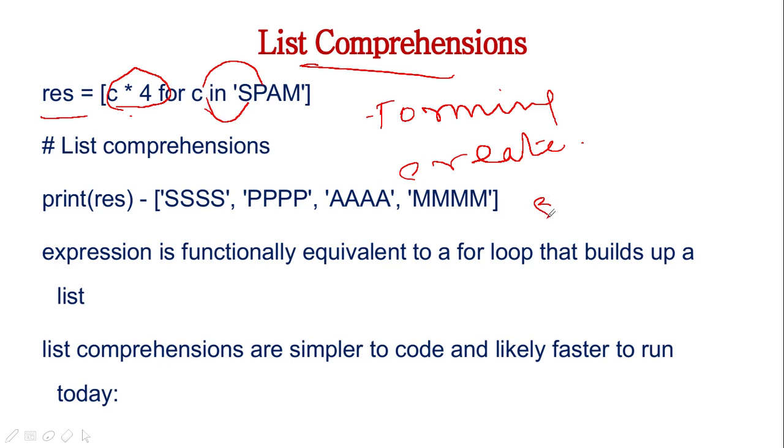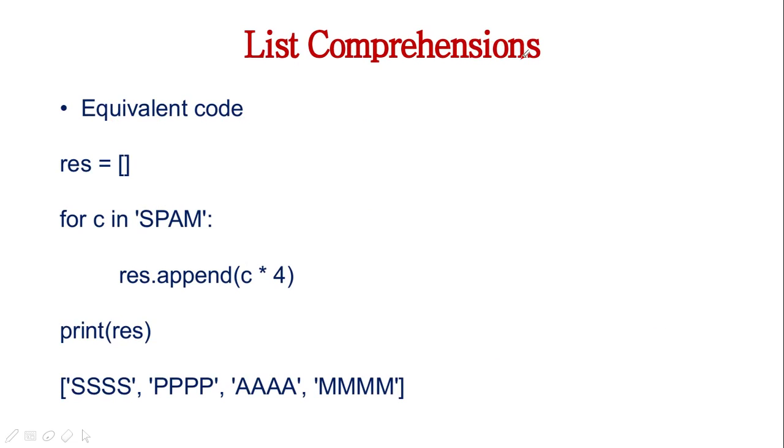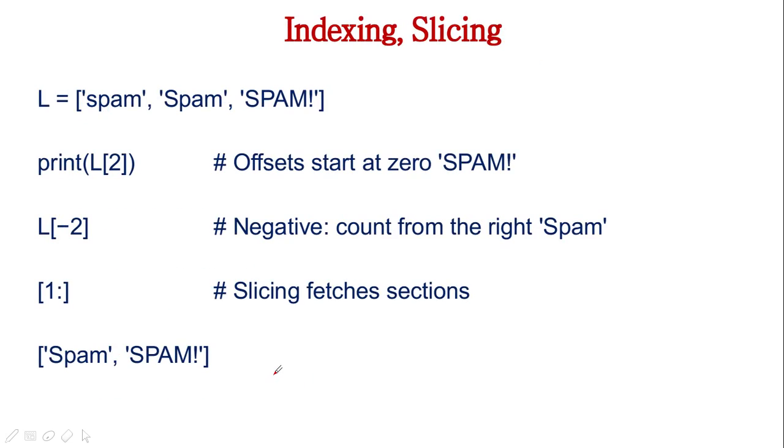If a sequence already exists and you want to form a new list from it, then you can go for this list comprehension. If you have to write it as normal code, then you have to follow this. You have to declare an empty list, and then you can say for c in spam, and use the append function. Append function is useful for adding an element to the list. So you will say res, res is the name of the list, dot append c star 4. So c first will be S and so on. And after that you print, you will see a list of 4 elements.